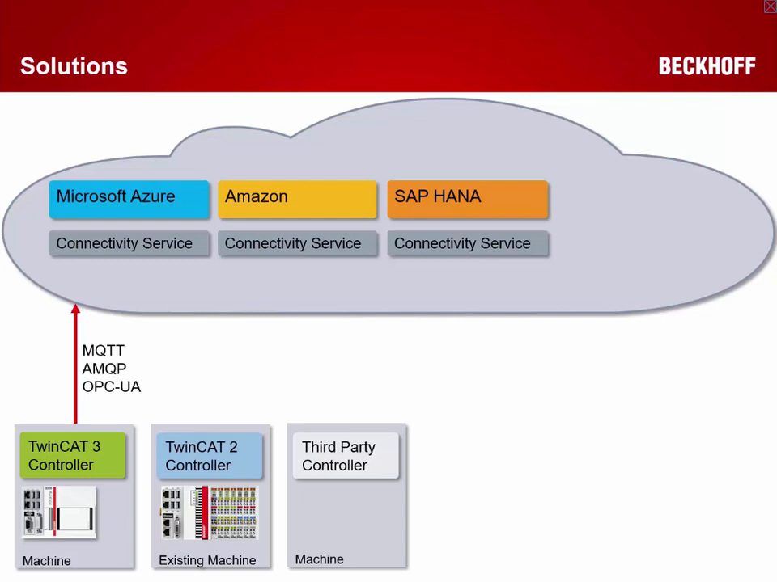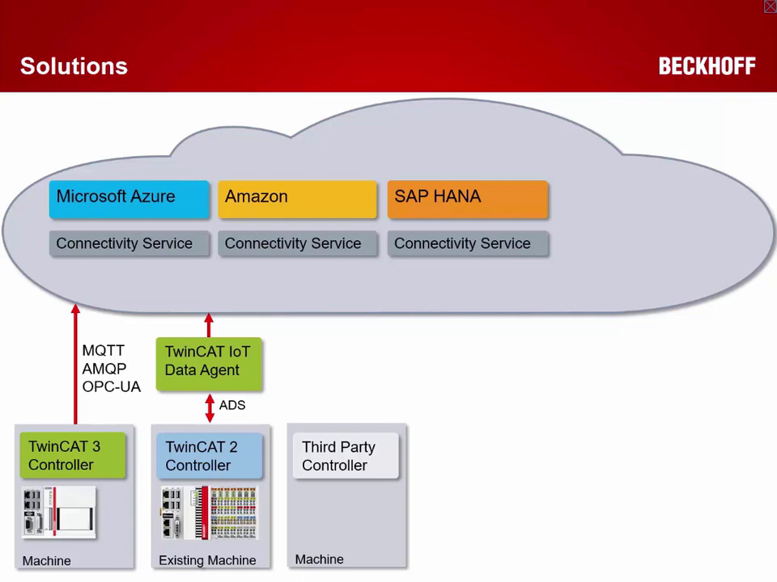But of course, in the use case of a retrofit, you can also grab data from TwinCAT 2 controllers. So how do you do that? Basically what you do is you install our TwinCAT IoT data agent, and the data agent can communicate with the TwinCAT 2 system via ADS, and sample the variables that you want to send to the cloud, and then send it to the cloud using one of these transport protocols.